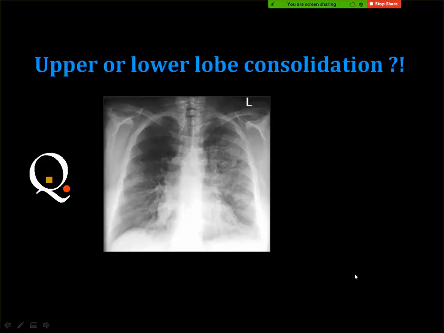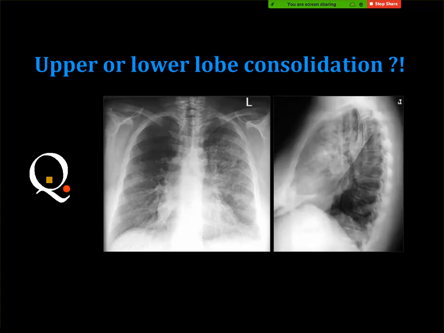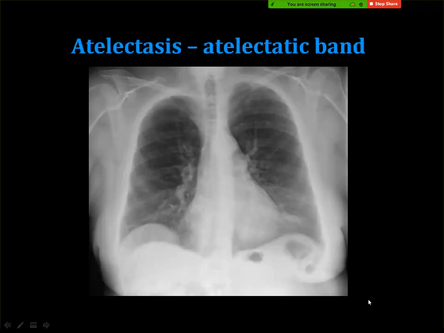But if you look here, do you think that this lesion is in the upper lobe or in the lower lobe? In the lower lobe. Okay, what do you think? Upper lobe. Yes, and this is the fissure, and the opacity is totally anterior, and the lower lobe is clear. Okay, what is the difference between collapse and atelectasis?